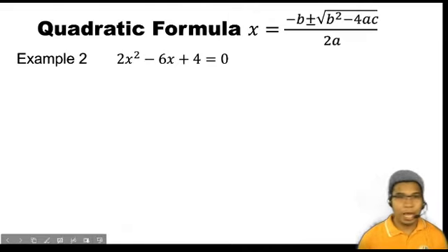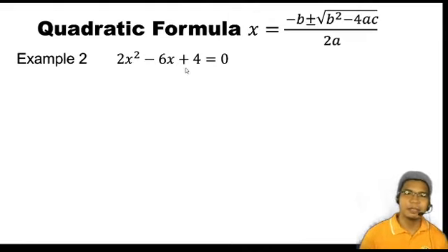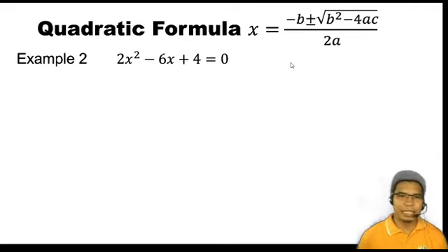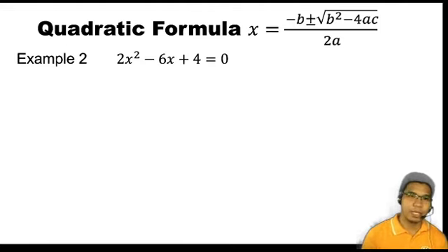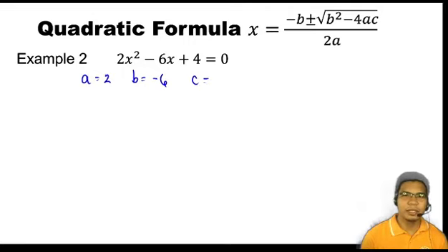Ayan. So we have 2x squared minus 6x plus 4 equal to 0. So kung mapansin natin, this quadratic equation is already in standard form. So dahil standard form na siya, hindi na natin kailangang pang-ayusin. So kukunin na natin agad yung value ng a, b, and c. Okay, so sa example na ito, a is equal to 2, b is equal to negative 6, and c is equal to positive 4. So after that, we can now proceed sa substitution.